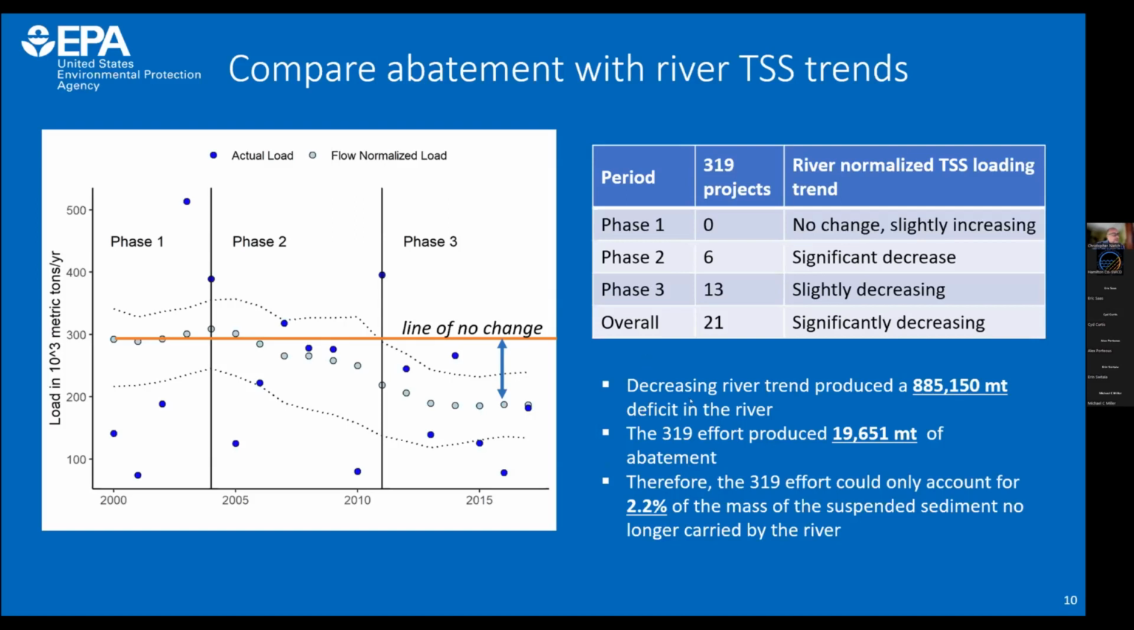So just saying that another way, the decreasing river trend produced about 885,000 megatons of deficit in the river over that period relative to a no change. We knew that the 319 effort produced almost 20,000 megatons of abatement, and that you take that over the 885 and you get 2.2%. So that sounds rather small for $7 million worth of effort.